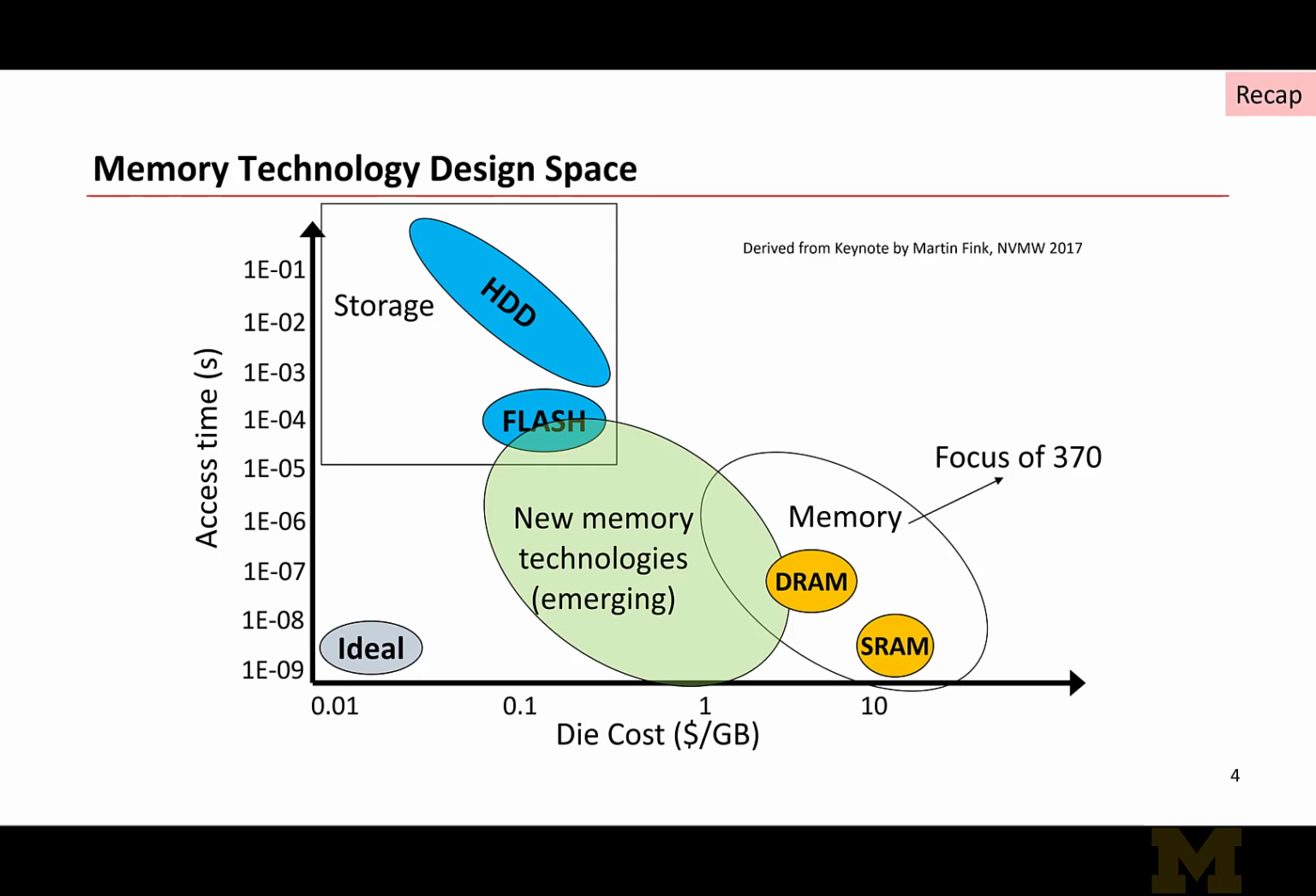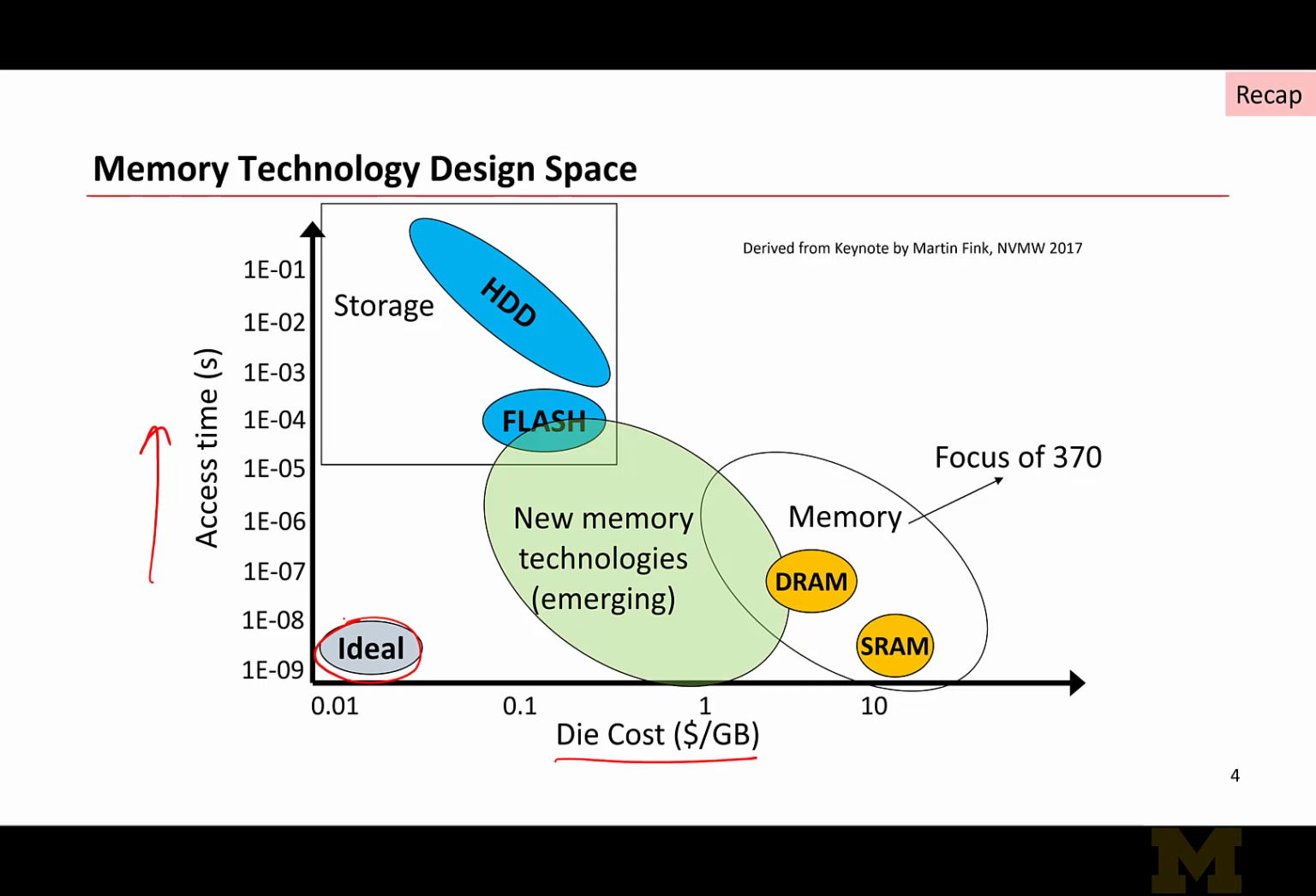So here is an alternative representation for thinking about the various memory technologies. On the x-axis you have cost represented as dollars per gigabyte, and on the y-axis you have latency or the access time. Ideally we want a memory technology that is both cheap and fast, but unfortunately we don't have any memory technology that is as good as that.